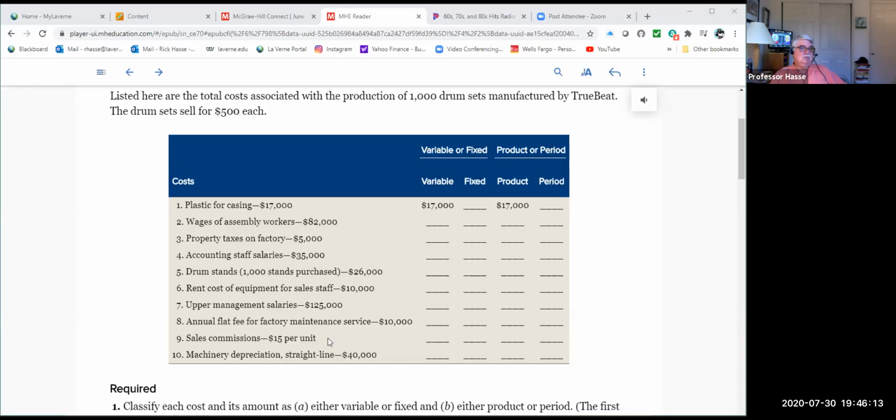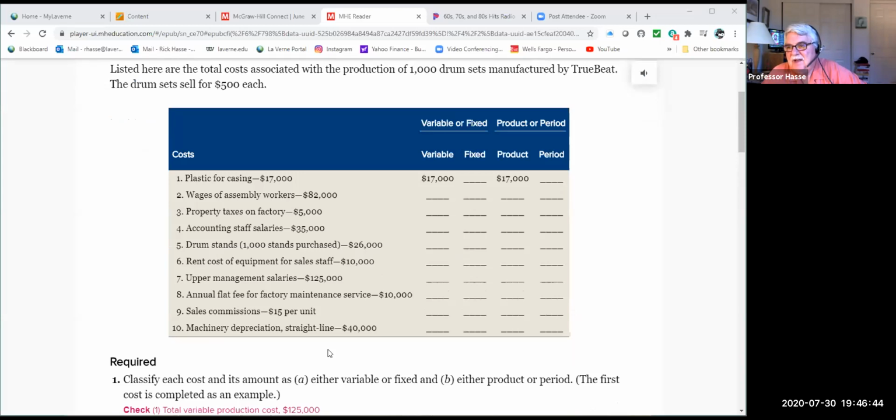And one thing you should ask yourself if you're working for a company, what are you? Are you a variable or a fixed cost in your company? Or are you a product or a period cost in your company? For me, Mr. Hassey, I'm a variable cost and I'm a product cost. Without me, no course, no product. And I'm variable because I put in my hours of working with you students and preparing for class.